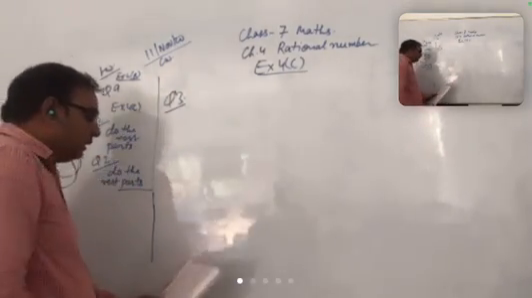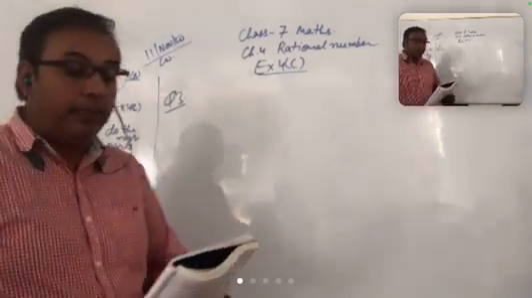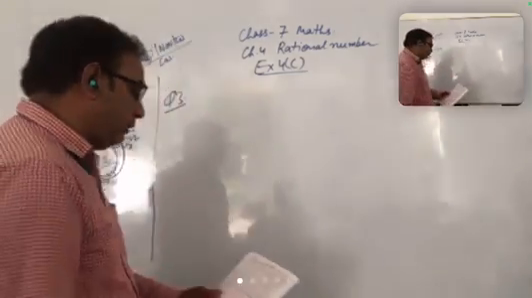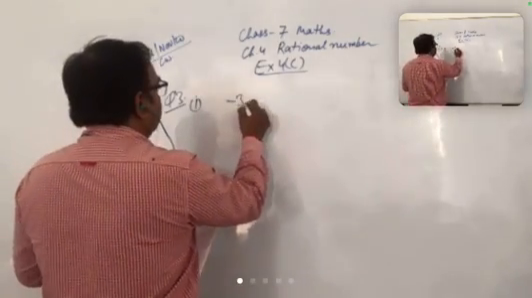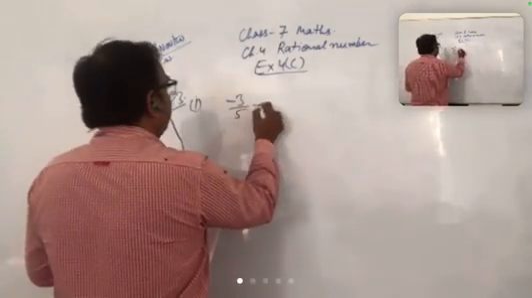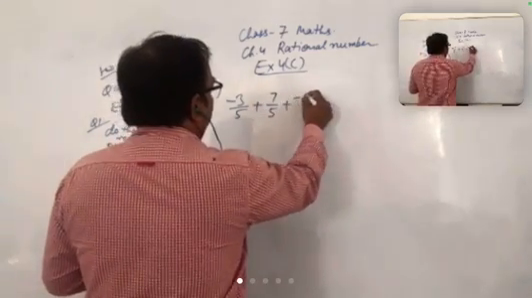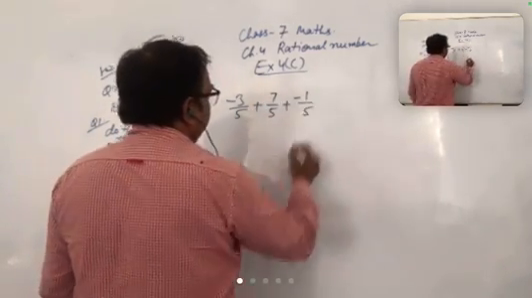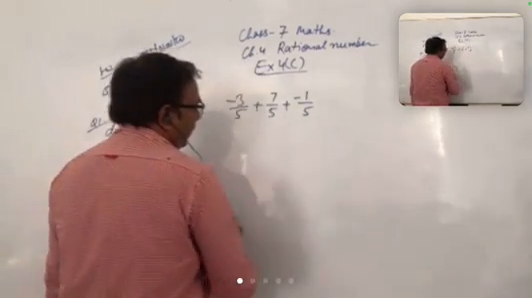Evaluate. Now this is just a simplification. If the denominator is the same, you can do the same: minus 3 upon 5 plus 7 upon 5 plus minus 1 upon 5. You know that the denominator is the same, so there is no need to find out the LCM.